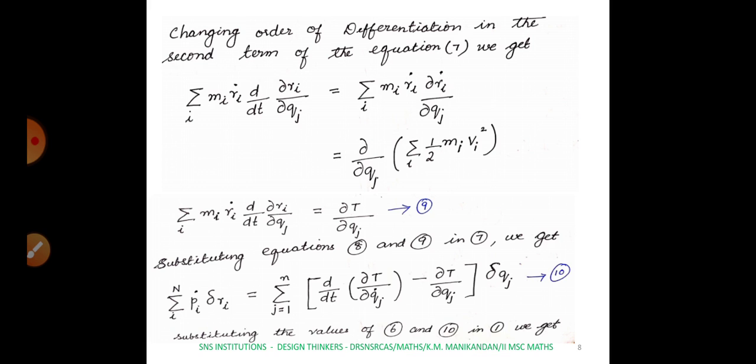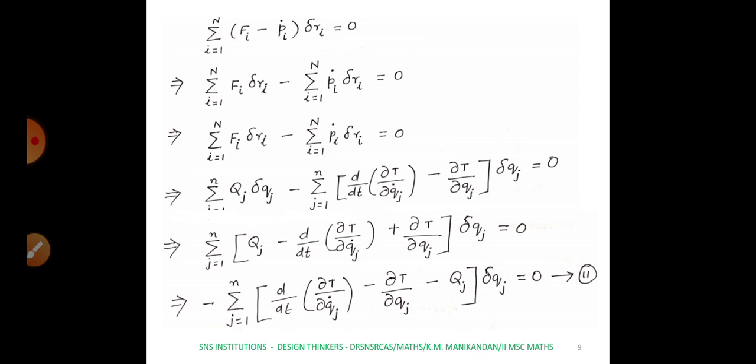So now we have found the value of summation i equal to 1 to n of pi dot into delta ri. Now substitute the values of equations 6 and 10 in equation 1. Here I have written equation 1: summation i equal to 1 to n of Fi minus pi dot into delta ri equal to 0. We have split the term into summation i equal to 1 to n of Fi into delta ri minus summation i equal to 1 to n of pi dot into delta ri. So we have substituted the values from equations 6 and 10 here.